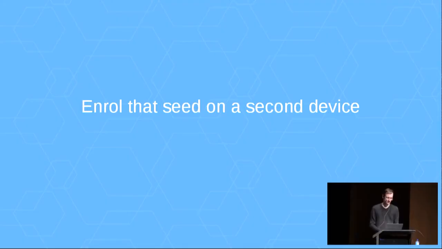So we generate a TOTP seed. We encrypt it with the TPM and seal it to those PCR values. And then we also enroll that seed on a second device. So this looks something like this. I run the seal TOTP application, and it prints a lovely ANSI QR code.